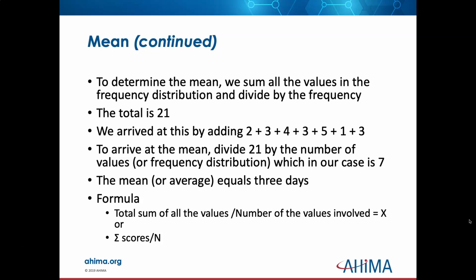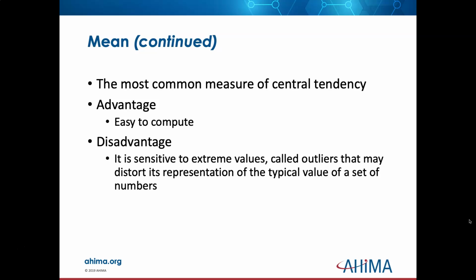So this gives you an example here, how you would do that. You add up all the values and then you divide them by the total number of values that are involved. Mean is the most common measure of central tendency. It's easy to compute, but it is sensitive to extreme values, also known as outliers, that can distort its representation of the typical value of a set of numbers.